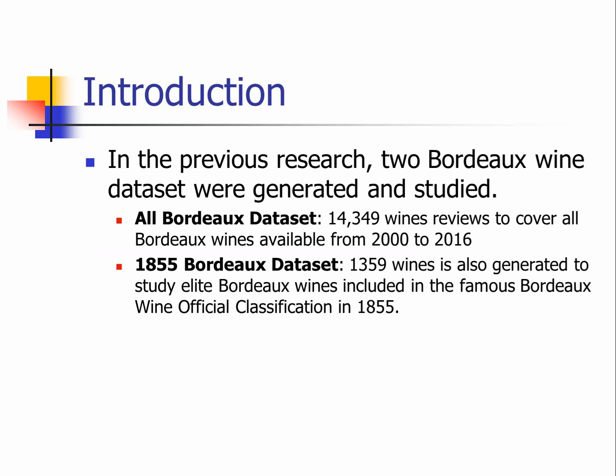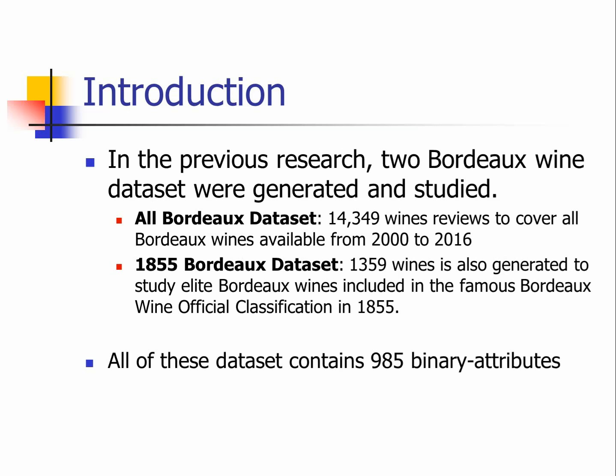In the previous research, we generated two Bordeaux data sets. The first one is the all Bordeaux data set that contains about 14,000 wines, covering all of the wines available in Wine Spectator from the year 2000 until 2016. A subset of that all Bordeaux data set are the wines included in what we call the Bordeaux Wine Official Classification of 1855. These are a set of elite Bordeaux. Both data sets contain 985 binary attributes, and you have already seen what the data set looks like, and many of you probably also experimented on it, so you should be very familiar with it.